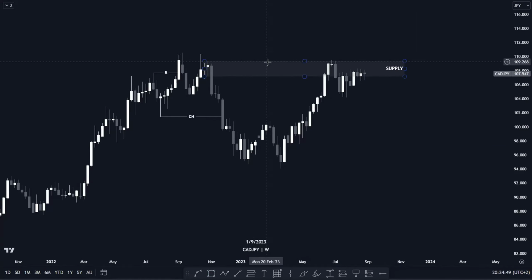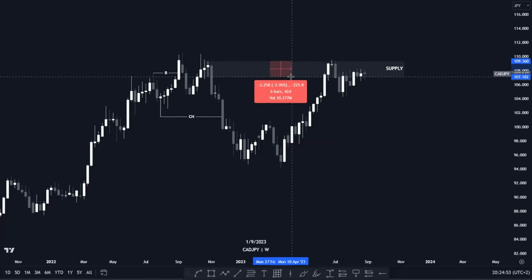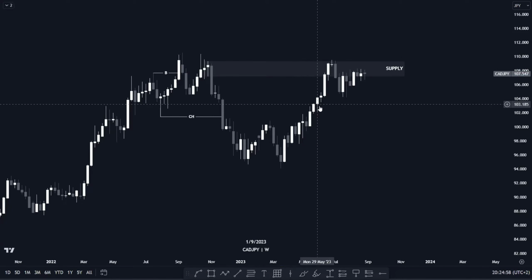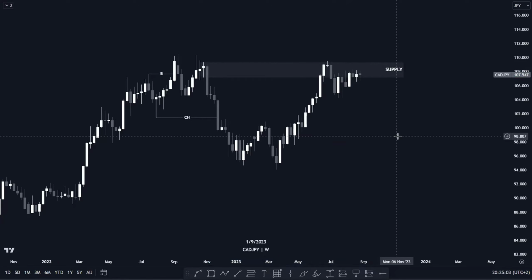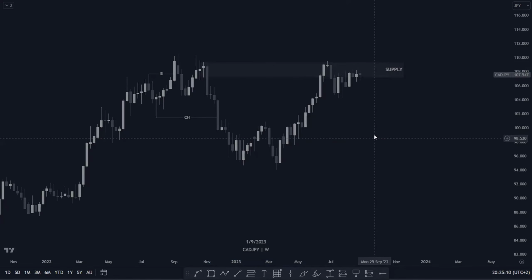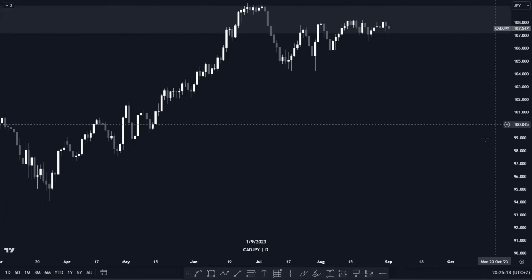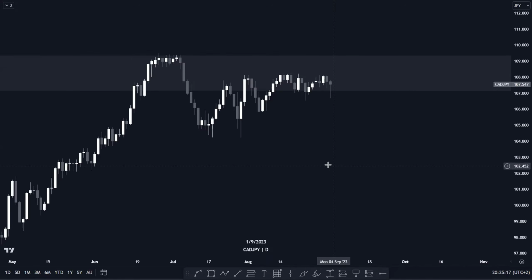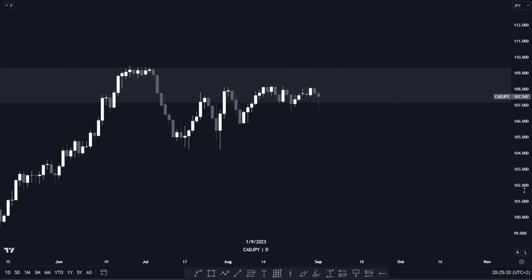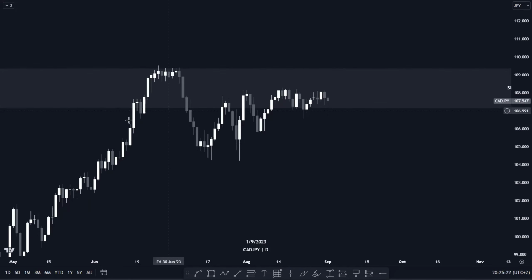Okay, so here, if you're taking your entries off your supply area, you'll be risking a lot of pips. 200 pips is a lot of pips to risk. So what you do is that normally on your higher time frame analysis, maybe your weekly chart, you scale down to your daily chart and look for entries there. Okay, even on the daily chart you'll be risking a lot of pips, but it's better than 200 pips. Okay, so this is our daily chart.